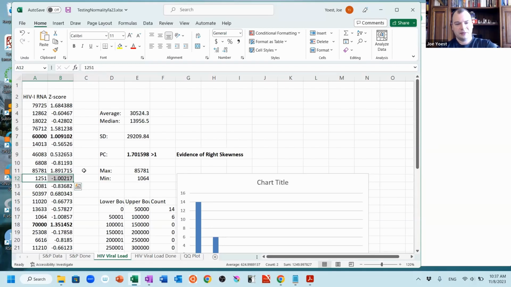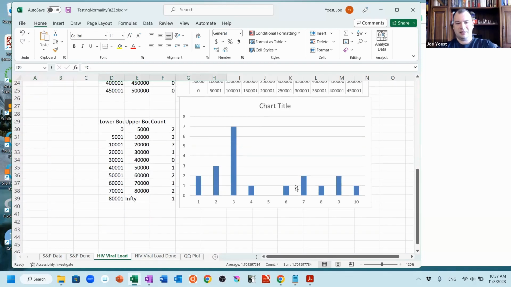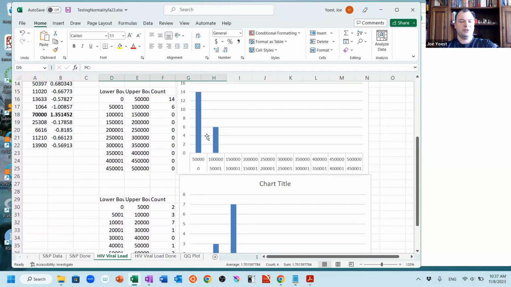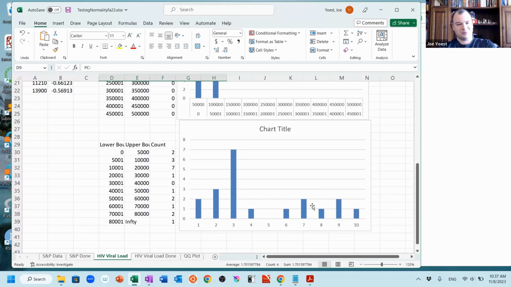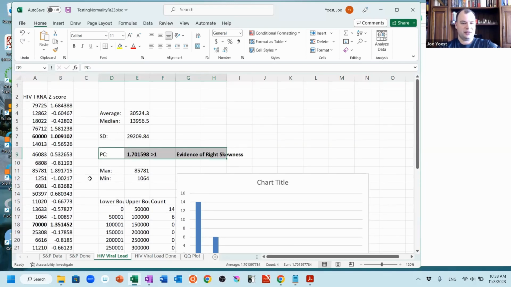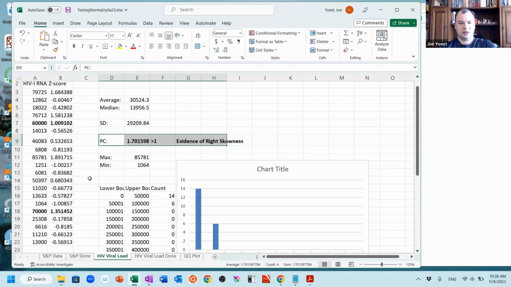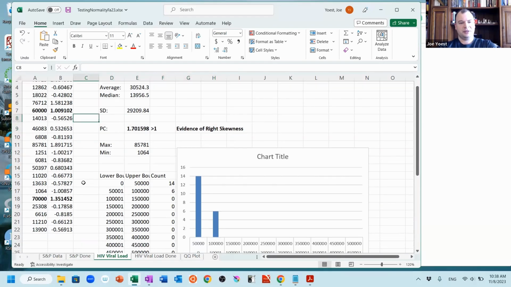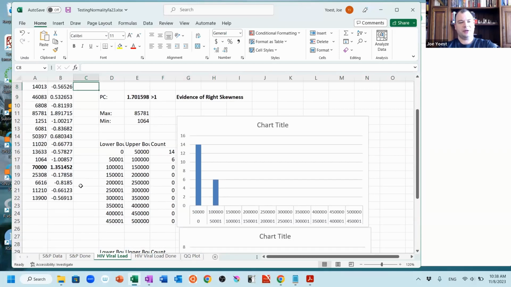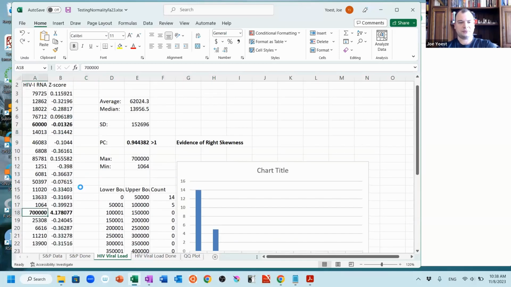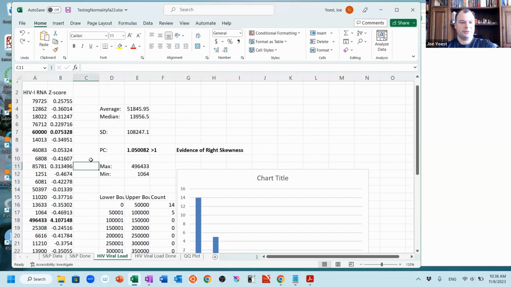This would be a much more reasonable scenario, right? Still some evidence of right skewedness, because even if we drill down into these two bars up here, we still see some right skewedness, but it's not as severe. It's not as obvious that this is right skewed.